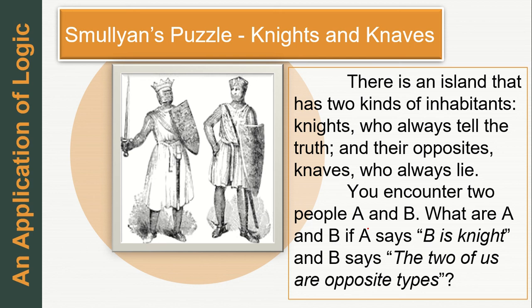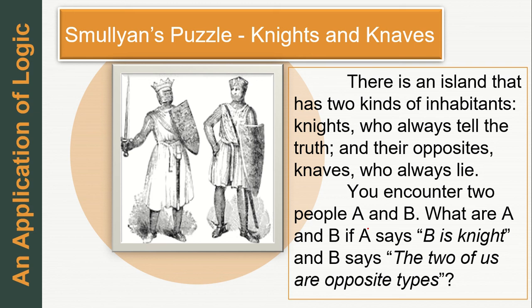There's an island that has two kinds of inhabitants. One is a knight, the other one is a knave. Knights always tell the truth, knaves always tell lies. So in that island, the knaves are the bad ones. Now you encounter two people, A and B. A says, B is a knight. B says, the two of us are opposite types. Now, if you go with A, then you are safe. If you go with the knight, then you are safe. If you go with the knave, then we don't know what will happen. Basin litsonon ka nila dito.